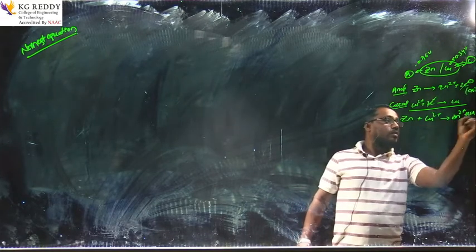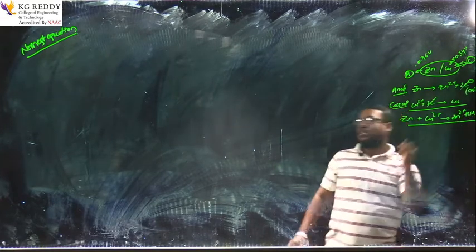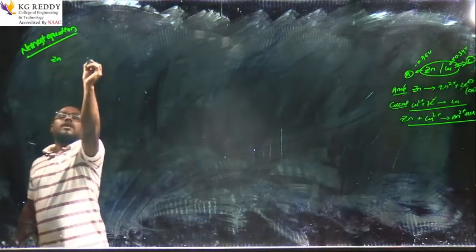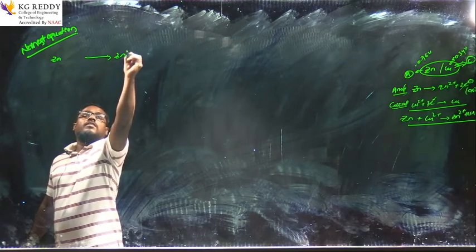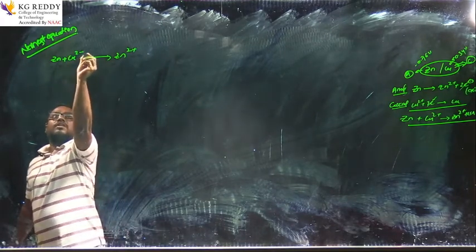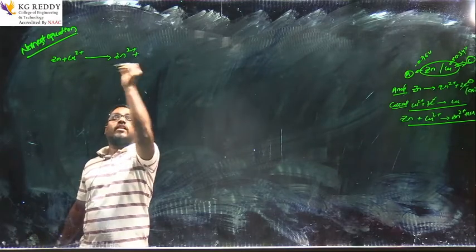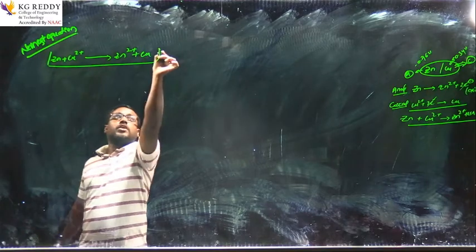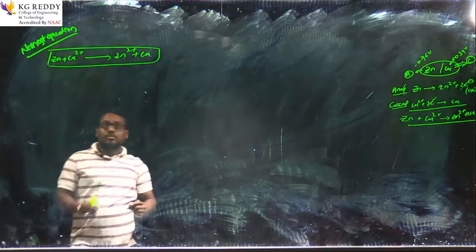This is the overall reaction. Zn gives Zn2+, which undergoes oxidation, and Cu2+ undergoes reduction, gaining electrons to form Cu. This is one reaction, and by using this reaction we need to write the Nernst equation.